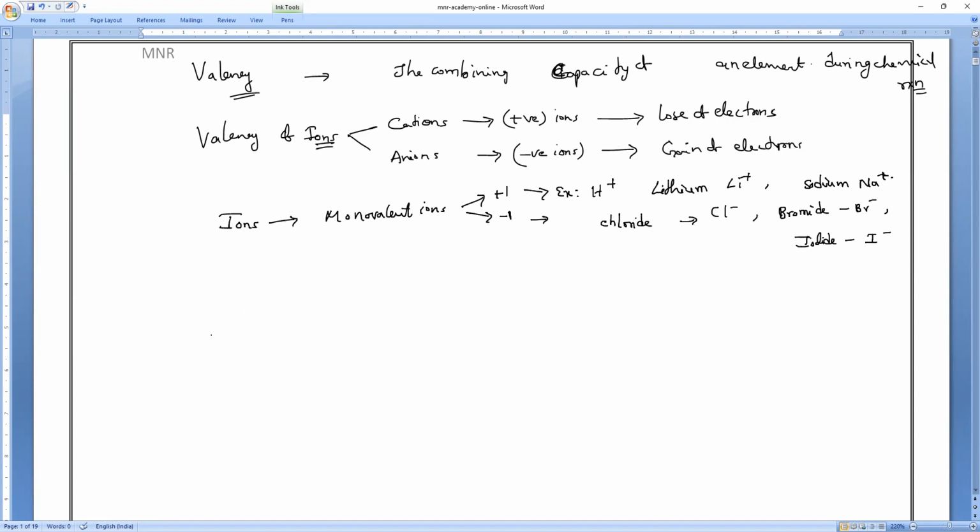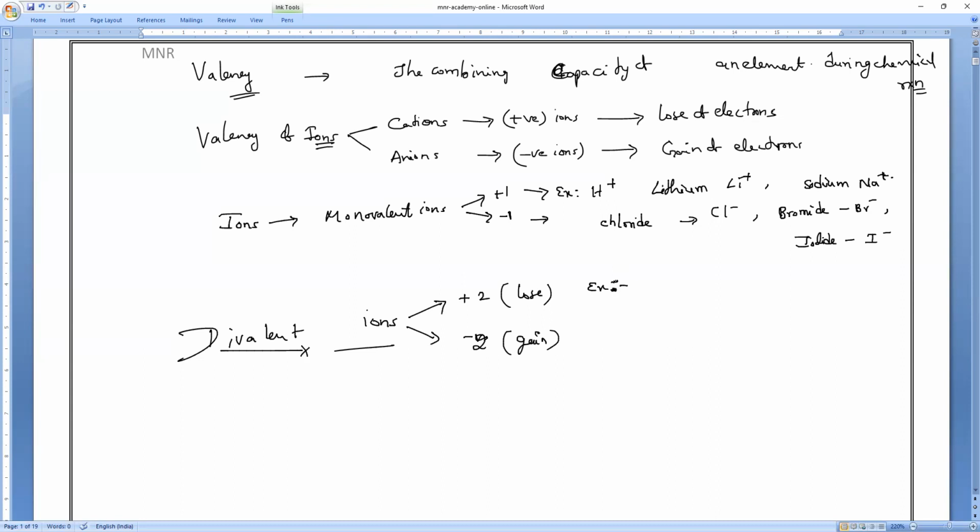Next, divalent. Divalent ions mean either 2 electrons lost or 2 electrons gained. Two electrons lost gives a positive charge, and 2 electrons gained gives a negative charge. What are the examples of divalent ions? At least one positive example.